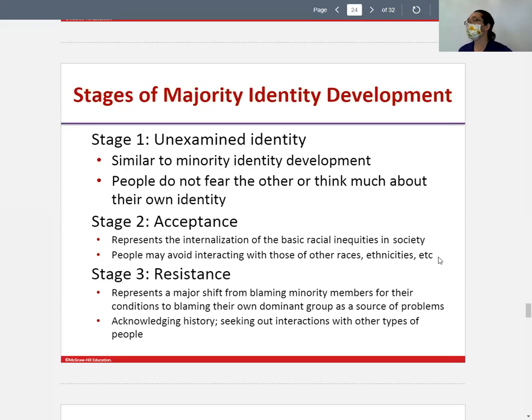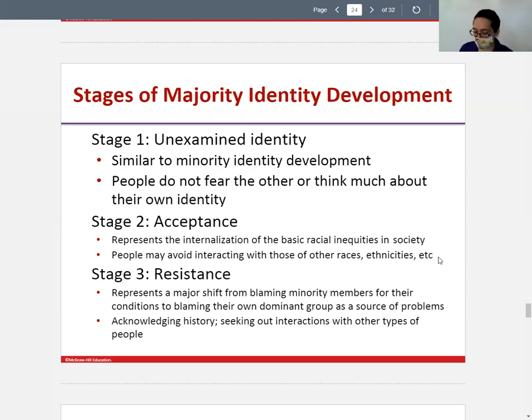identity development, where you're just not really thinking about your identity in regards to being a member of a dominant or majority group. Because as a member of a majority group, it's not really something that we have to think about all the time, just because a majority of the other people in whatever place we're at are the same as us in some way, shape, or form. So it might just not cross our mind that other people are different or have struggles because they are different.